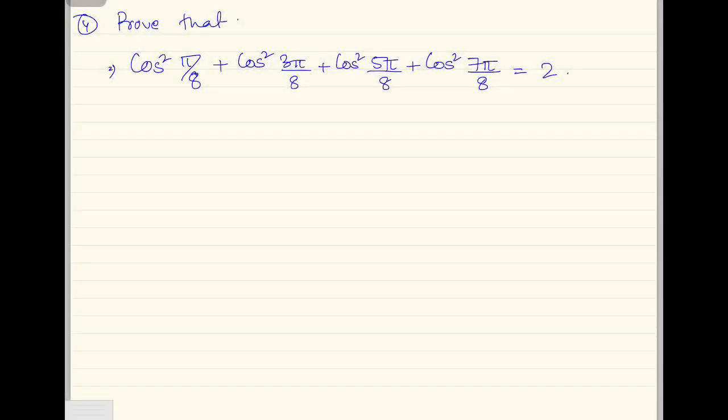Okay, here I have the fourth and the final one for today. It says, prove that cos square pi by 8 plus cos square 3 pi by 8 plus cos square 5 pi by 8 plus cos square 7 pi by 8 should be equal to 2. So let's start from the left hand side.